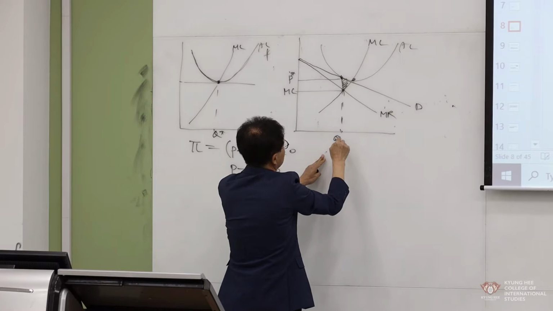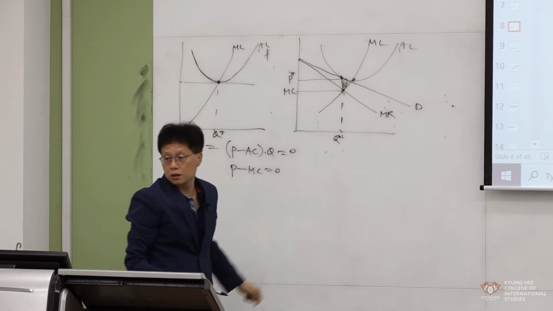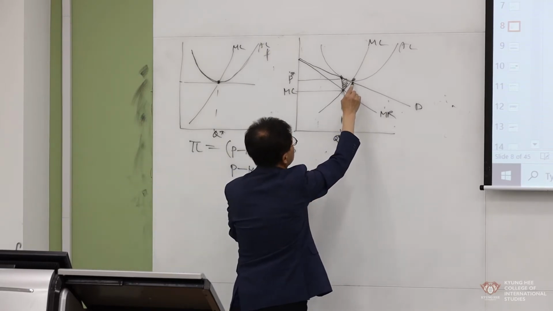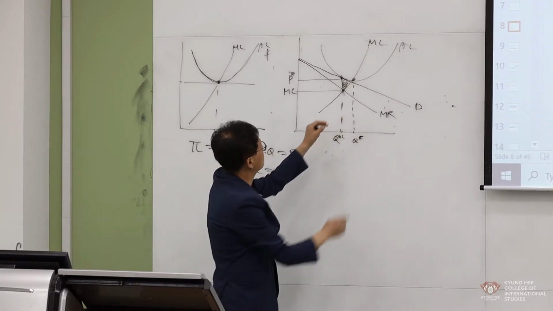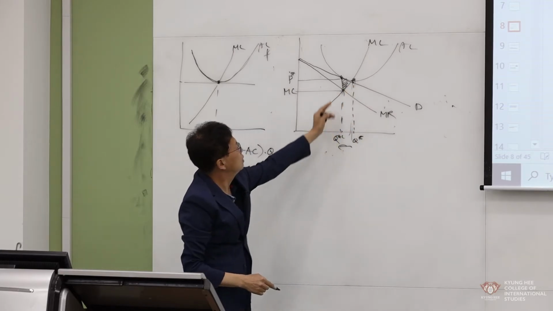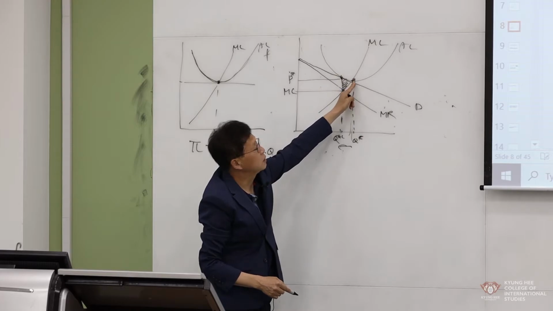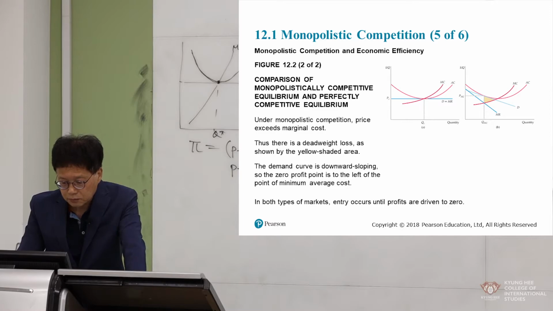That is, for example, Q monopolistic competitive, right? And that is the minimum point of the average cost curve, for example, Q perfectly competitive production, right? The monopolistic competitive point is on the left-hand side of the minimum point of the average cost curve here, right? In both types of market, entry occurs until profits are driven to zero, until long-run profit equals zero.